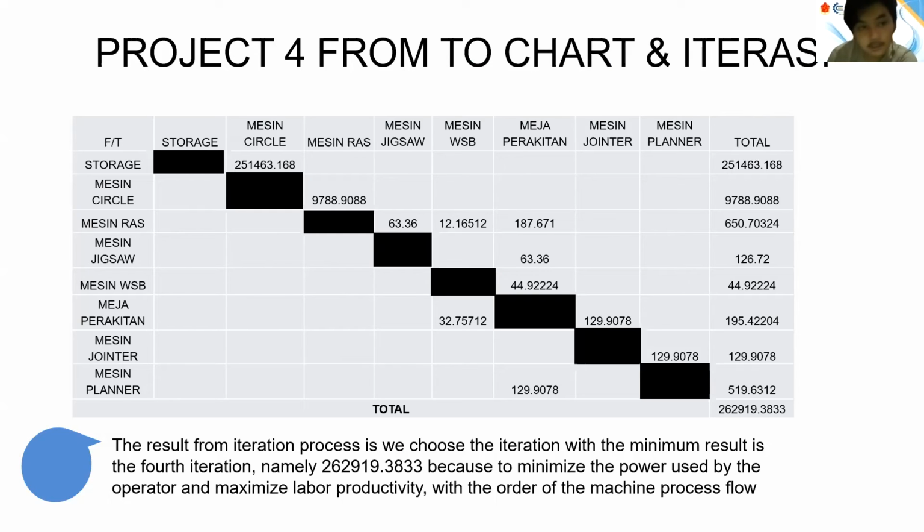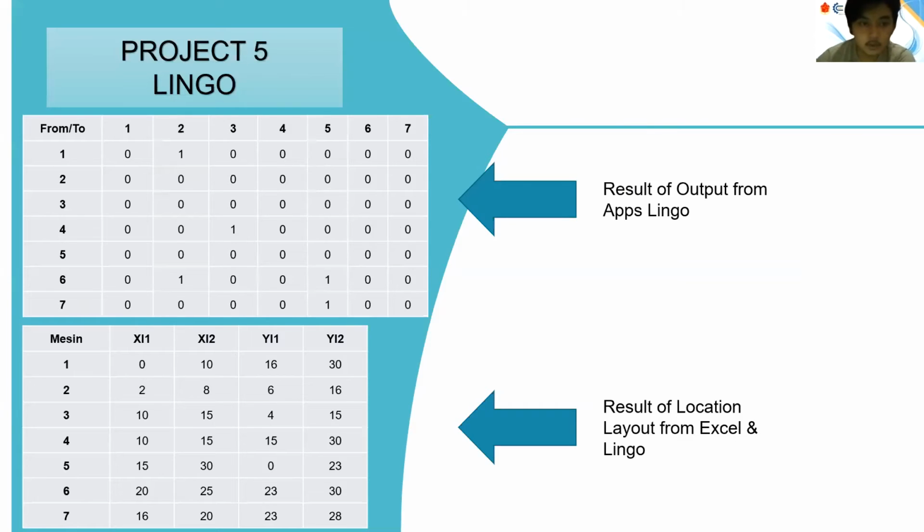Next slide, Lingo. Lingo is a simple software for linear and non-linear optimization that is used to quickly calculate many problems, solve them, and analyze them. The result of Lingo uses the from-to chart as input. Lingo helps to find the right and optimal place for the machine position and its allowance. The layout results obtained from Lingo have considered material handling and the operator's work area.